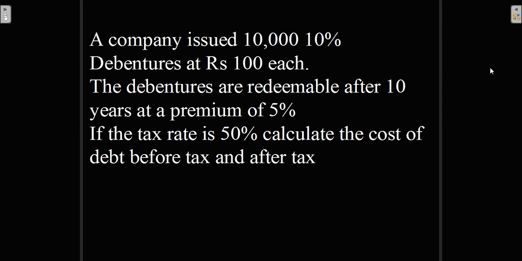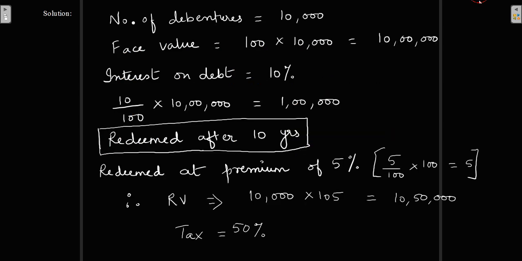Let's see this example. A company issued 10% debentures at rupees 100 each. The debentures are redeemable after 10 years at a premium of 5%. So here the redemption value will be at a premium of 5%. We have to make note of that. If the tax rate is 50%, calculate the cost of debt before tax and after tax. Let's proceed to solve this problem.